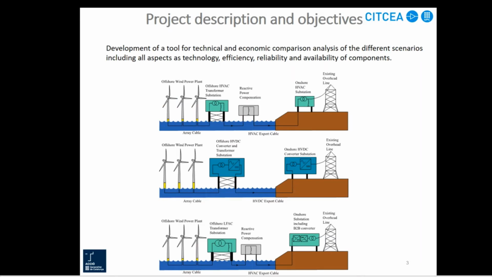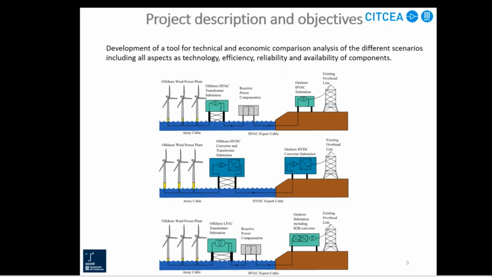The target of the project is to develop a tool for technical economical comparison analysis of the different scenarios, including all aspects as technology, efficiency, reliability, and availability of components, as well as minimizing the power losses and minimizing the costs. As we all know, there are different types of transmission systems for connecting the offshore wind power plants, like HVAC, HVDC, and a new proposed technology, low frequency AC.